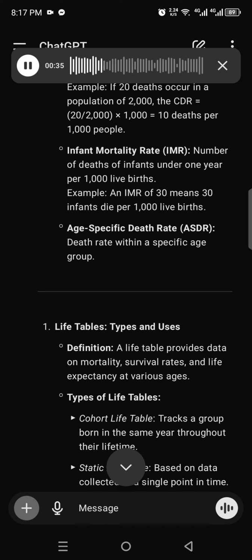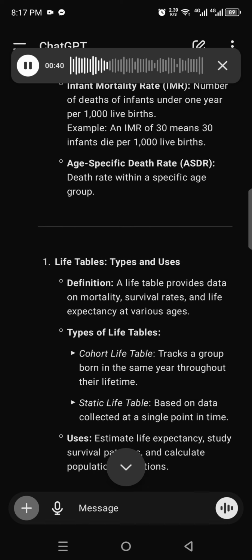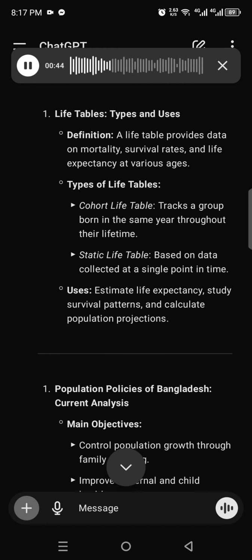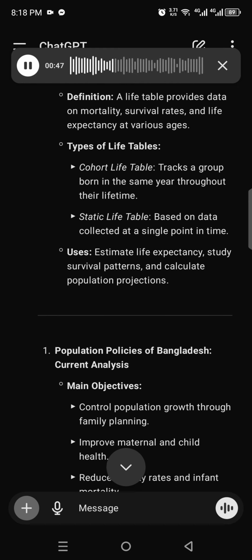Age-specific death rate, ASDR, death rate within a specific age group. 2. Life tables, types and uses. Definition: a life table provides data on mortality, survival rates, and life expectancy at various ages. Types of life tables: cohort life table tracks a group born in the same year throughout their lifetime. Static life table, based on data collected at a single point in time. Uses: estimate life expectancy, study survival patterns, and calculate population projections.